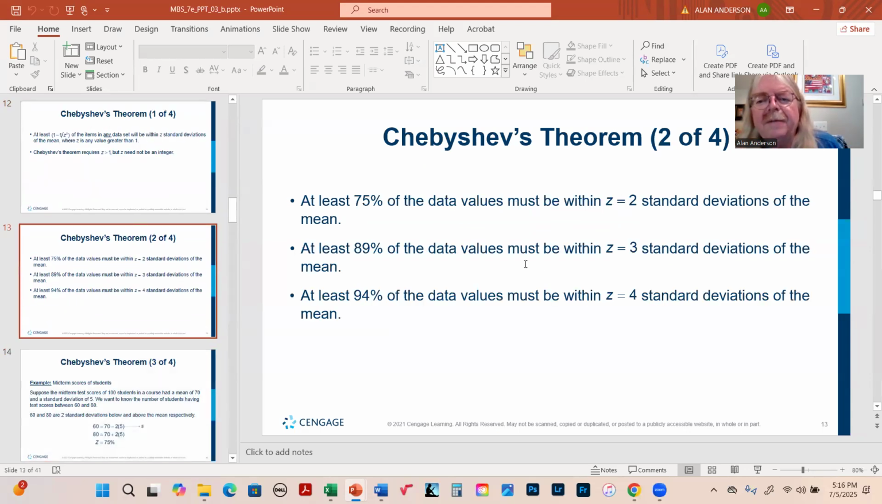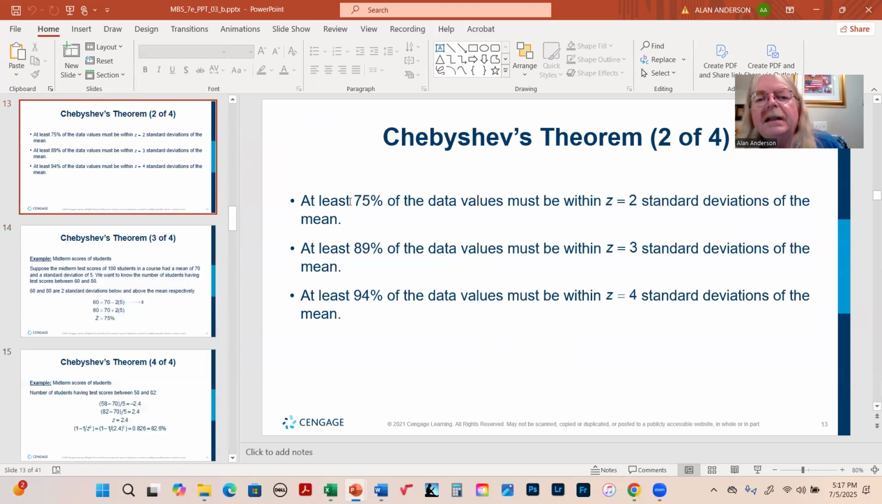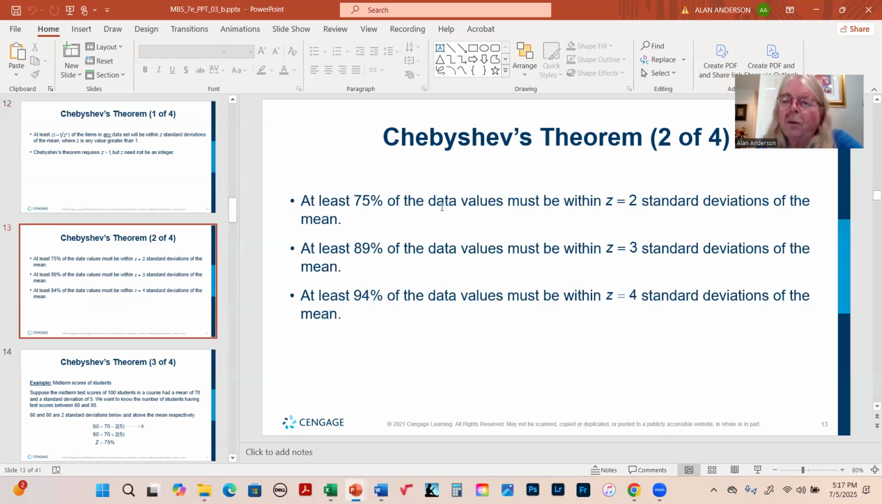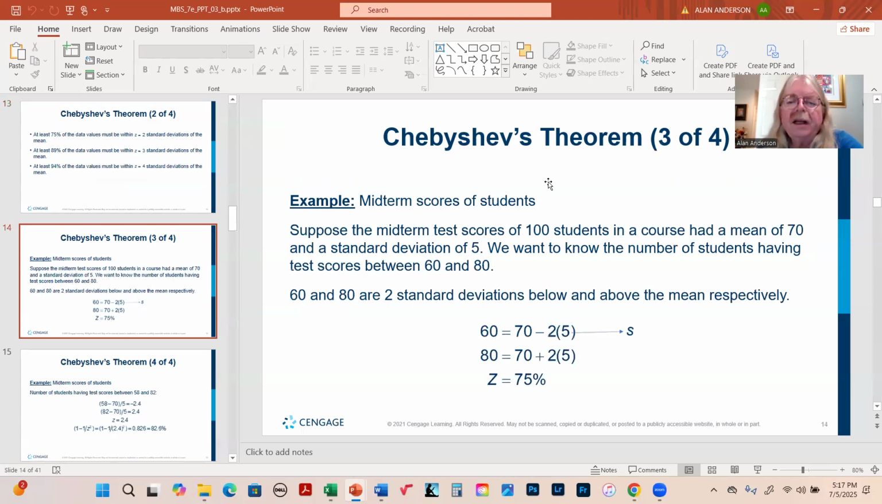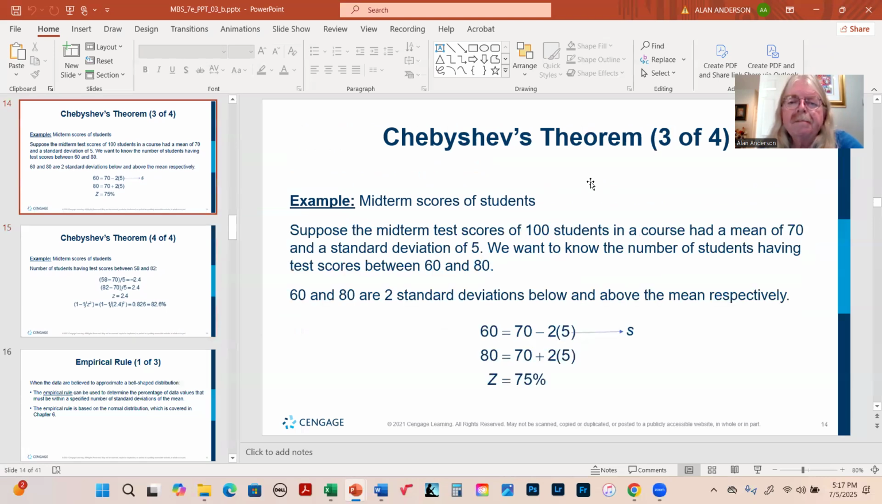but I think they may ask you about this in MindTap. So based on what it's telling us, you can remember this chart here, 13. It's telling us that at least 75% of the data must be within two standard deviations of the mean, 89% within three, and 94% within four for any data set, no matter what kind of properties it has. So here we have, using, now this is Chebyshev theorem.